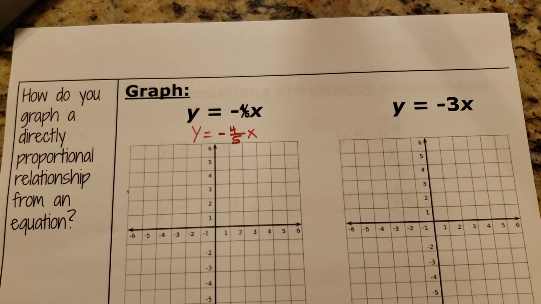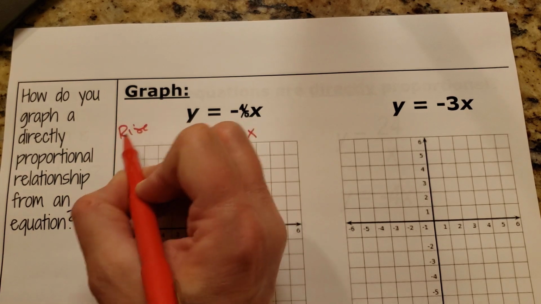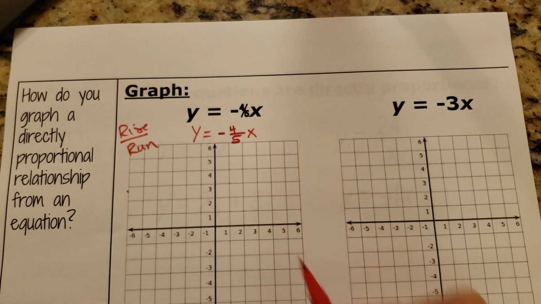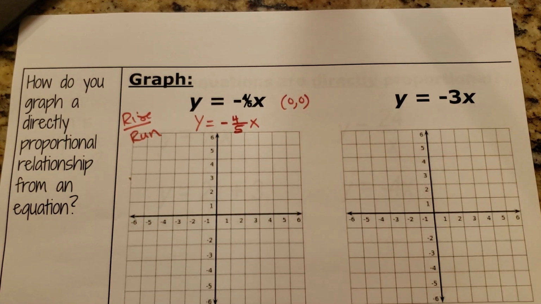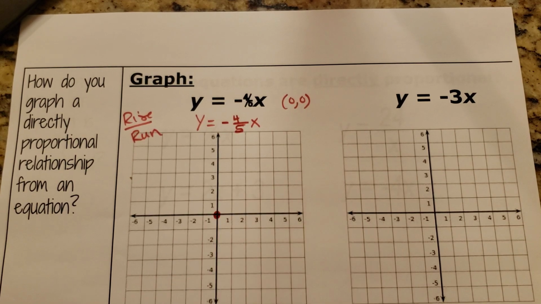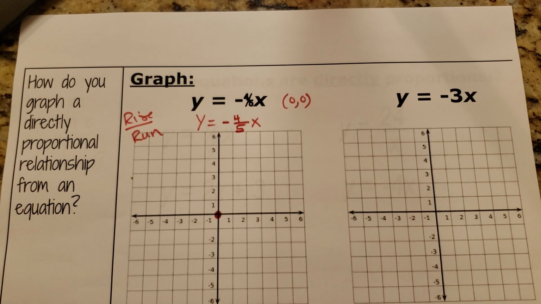Okay, let's do it. We know slope is rise over run. We know that this is a directly proportional relationship, so it has to go through 0, 0. So let's start at 0, 0. There's our first point. Let's make some additional points using the slope.